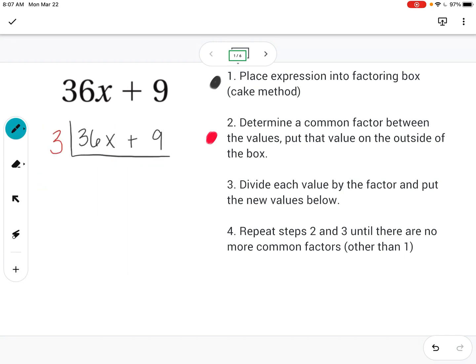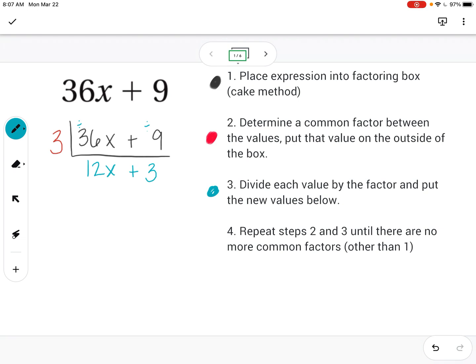And that is going to be divide each value by the factor and put the new values below. So now that I had my factor 3 on the outside, I'm going to divide each of these by that. So 36 divided by 3 is going to give me 12. So this becomes 12x plus 9 divided by 3 is going to give me 3. See how that makes sense? So that would be that third step. And the last step would just be to repeat steps 2 and 3 until there's no more common factors, and then I'll help you guys determine what to do with the last one.